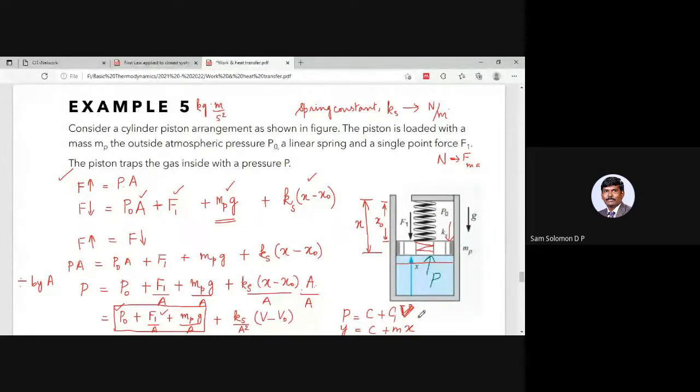So you can see that this is now a linear equation where pressure can be plotted on the y-axis and volume can be plotted on the x-axis, and C1, which is Ks by A squared, is the slope in terms of m. And this P naught plus F1 by A plus mg by A happens to be the y-intercept, C. So this is a linear equation. Okay, so I can draw this.